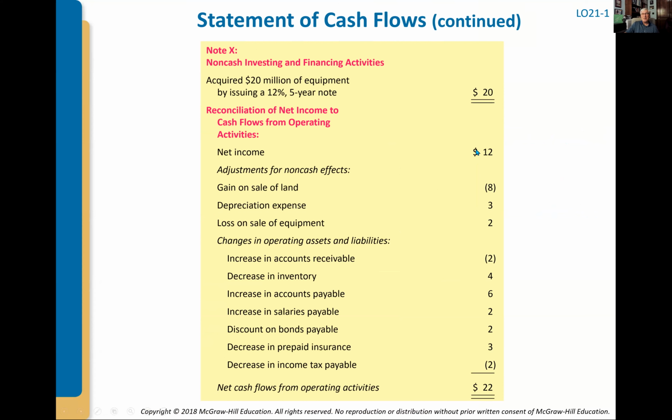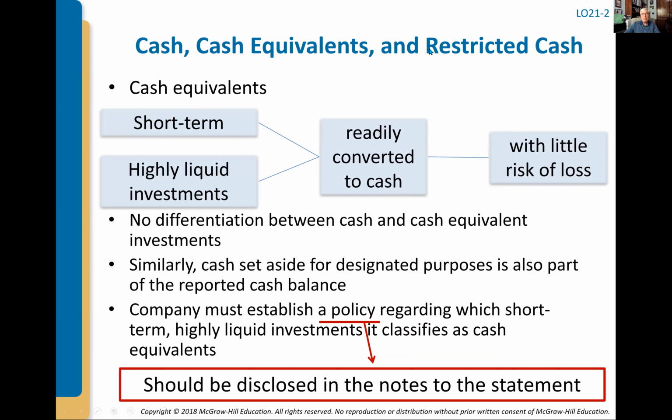In the indirect method, you start with net income and you make adjustments to get down to cash flow from operating. By the way, this is really important. Cash flow from operations, the number doesn't change whether you use direct or indirect. It's going to be the same number. It's just what you're presenting in the information.